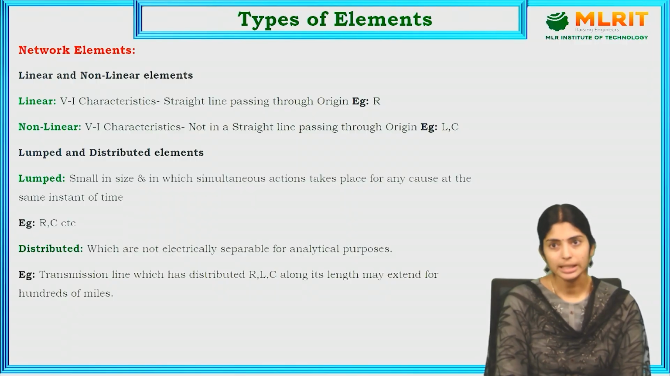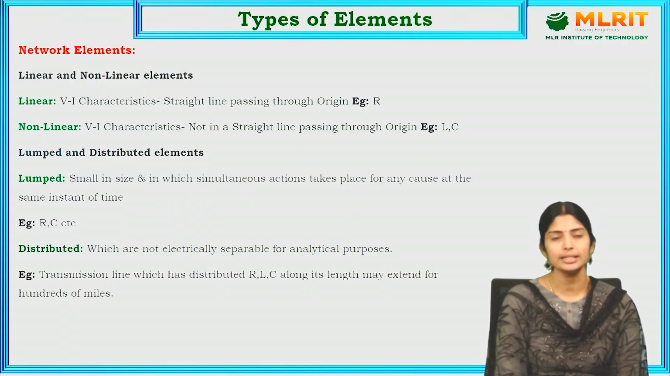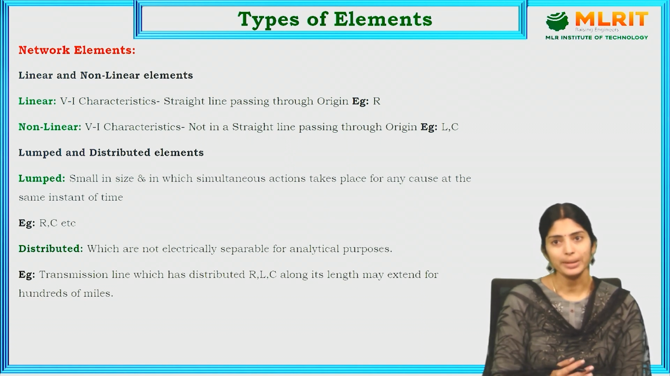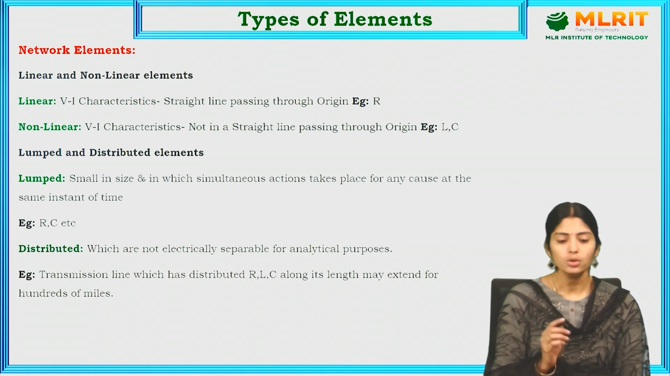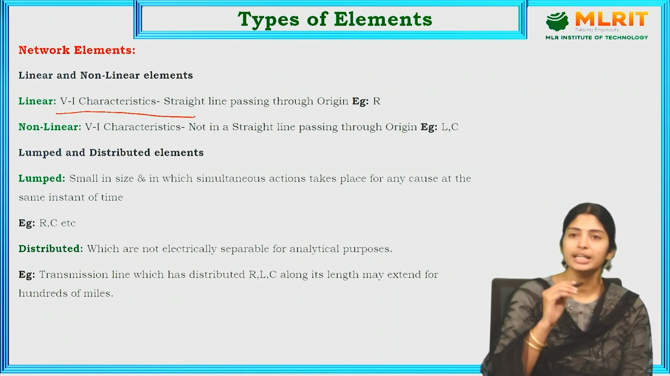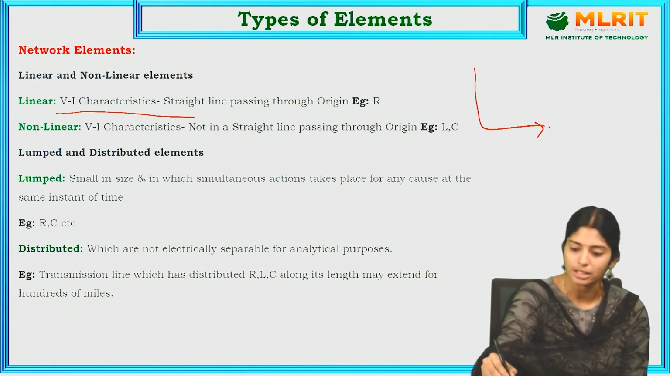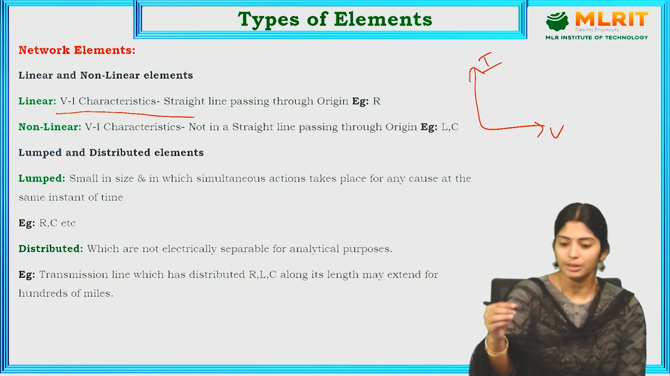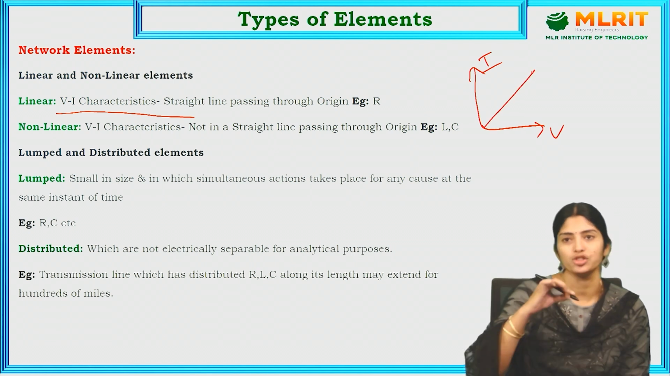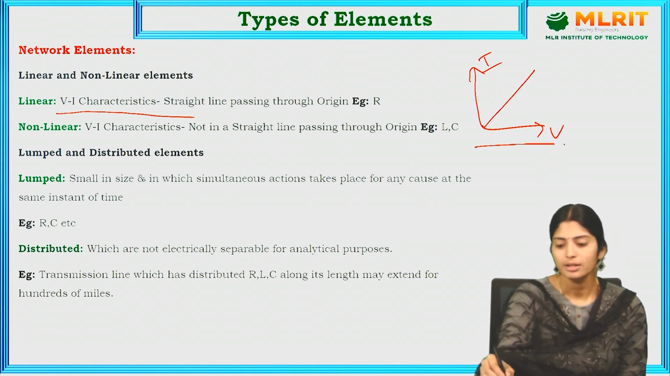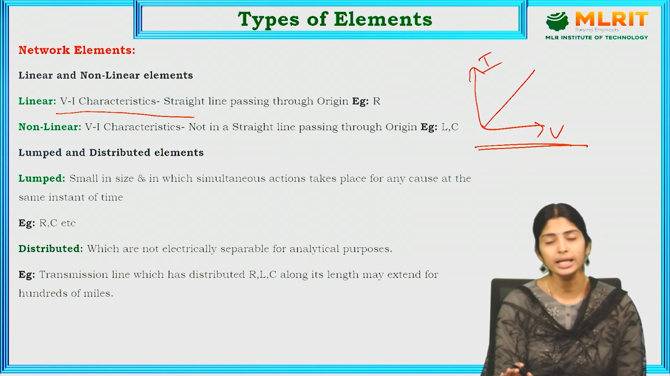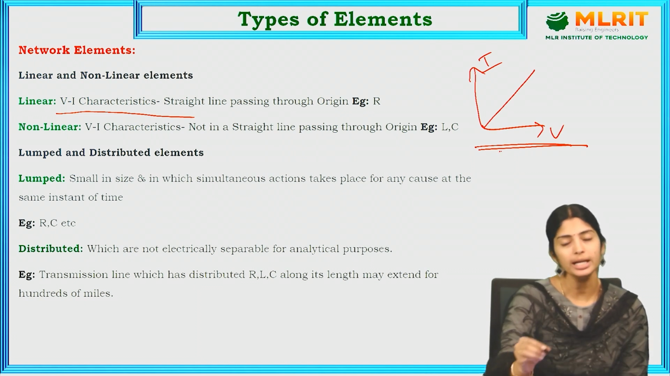Next, coming to the third type of elements, linear and nonlinear elements. What are linear elements? Linear and nonlinear elements are also classified based upon the VI characteristics. If we draw the graph of voltage versus current for linear elements, the line will be a straight line passing through the origin. Such elements are called linear elements.